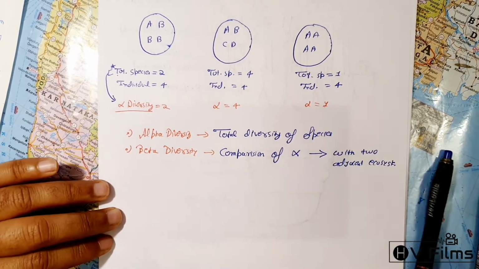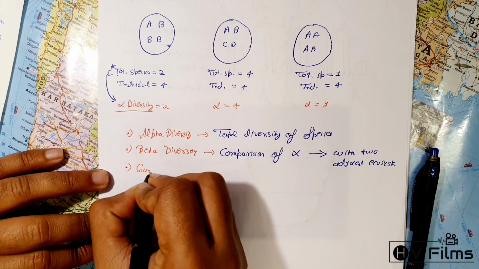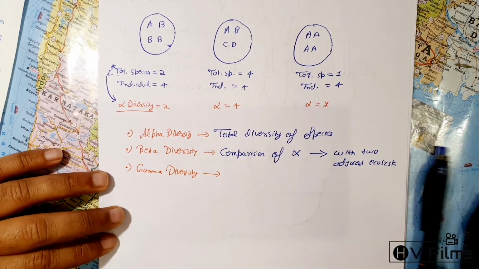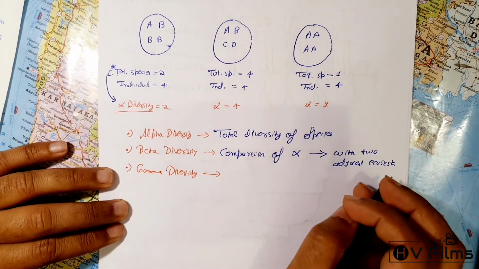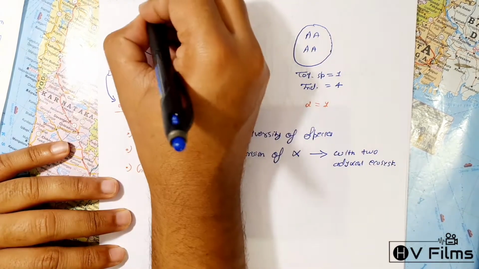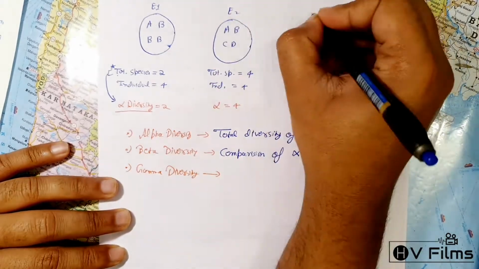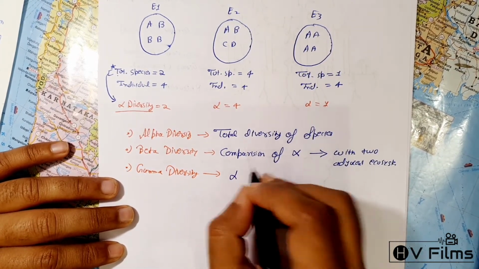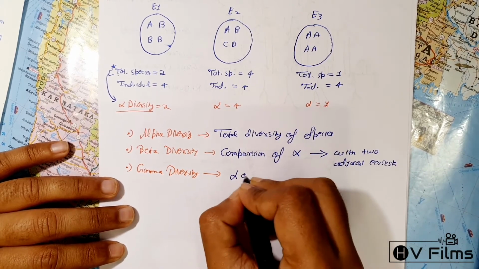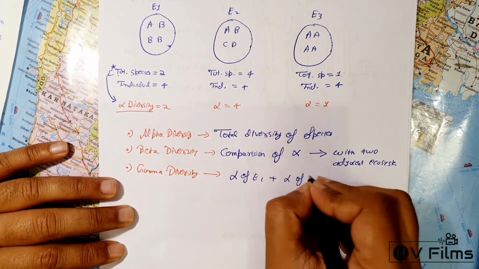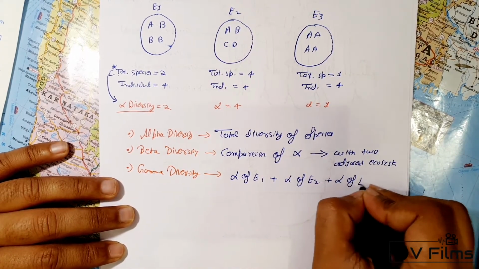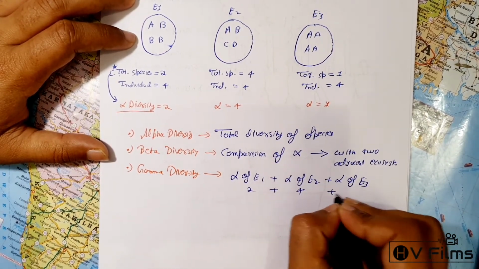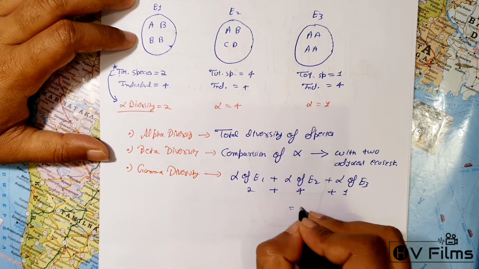And the third is gamma diversity. Gamma diversity is what we say is the sum total of all diversities of the range of ecological regions. So for example, this is E1, this is E2, this is E3. The gamma diversity will be the alpha of E1 plus alpha of E2 plus alpha of E3. So in short, this will be 2 plus 4 plus 1, which is 7. So this is gamma diversity.